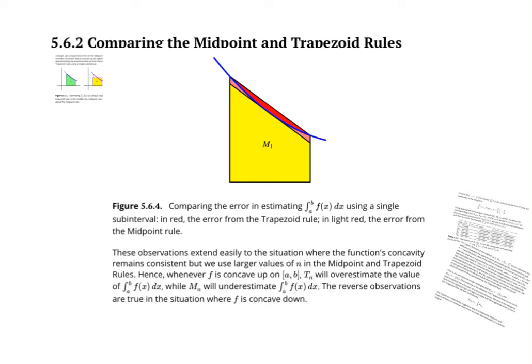Interesting thing to notice is that the trapezoid rule in this case is overestimating while the midpoint rule is underestimating. Because this is a concave up function, that's why it's turning out that way. If we happened to have a concave down function, the reverse would be true. The midpoint would be overestimating and the trapezoid rule would be underestimating.